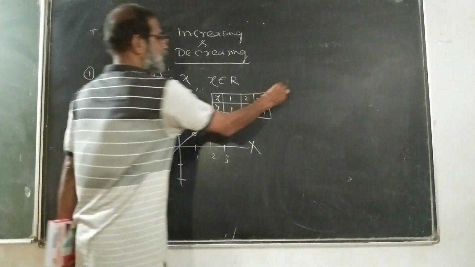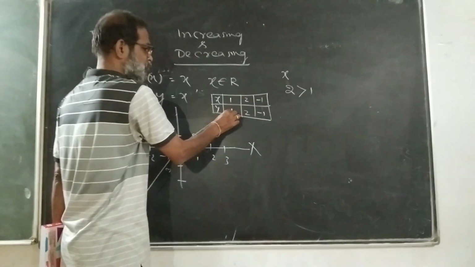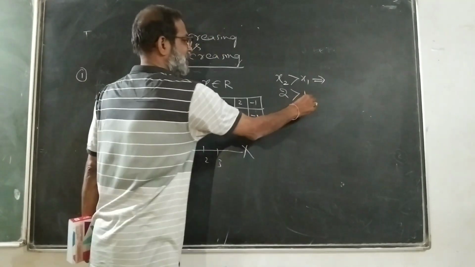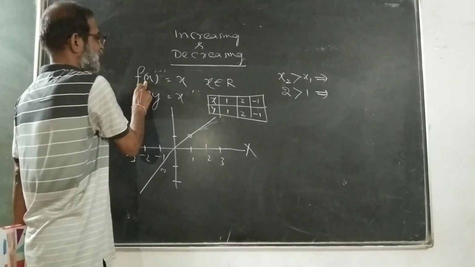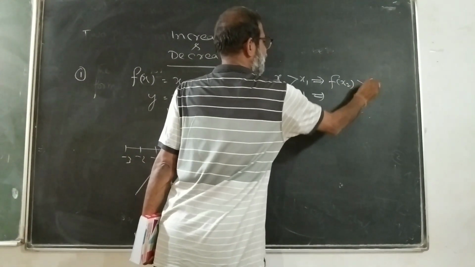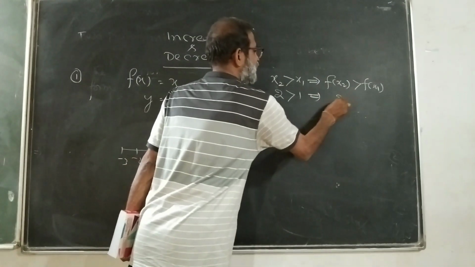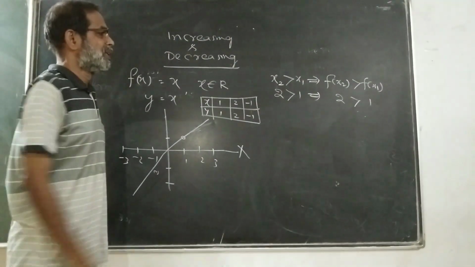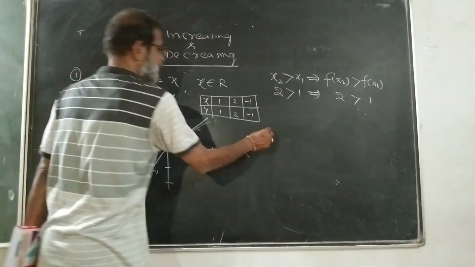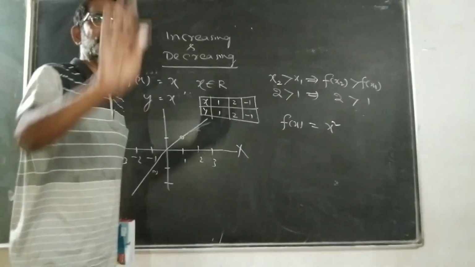Definition: you see, 2 is greater than 1. That means, suppose this is x1 and this is x2, x2 greater than x1 implies f of x2 is greater than f of x1. How to check? f of x2 means x2 here; 2 is greater than 1, so this is increasing.